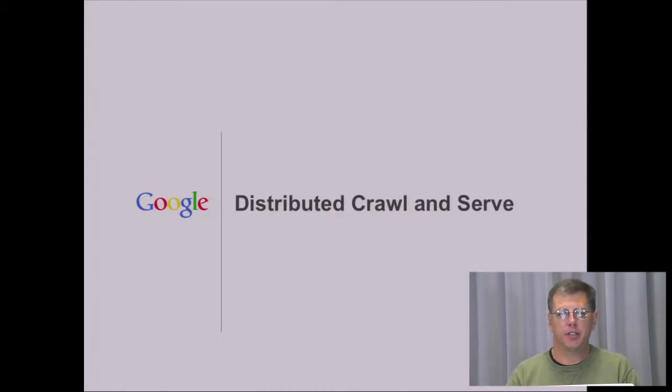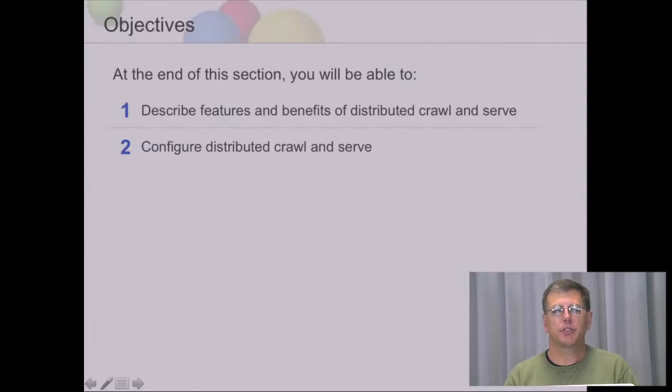Hello everyone, my name is Jim Rambo, Technical Trainer with the GSA, and today we're going to talk about distributed crawling and serving. The purpose for distributed crawl and serve is to be able to create larger corpuses of documents, larger indexes, beyond the 30 million documents that one GSA can handle. So what we're going to do is talk about how to assemble these collections of GSAs together so that they can create a larger composite index, and then we'll show you how to configure and test that.